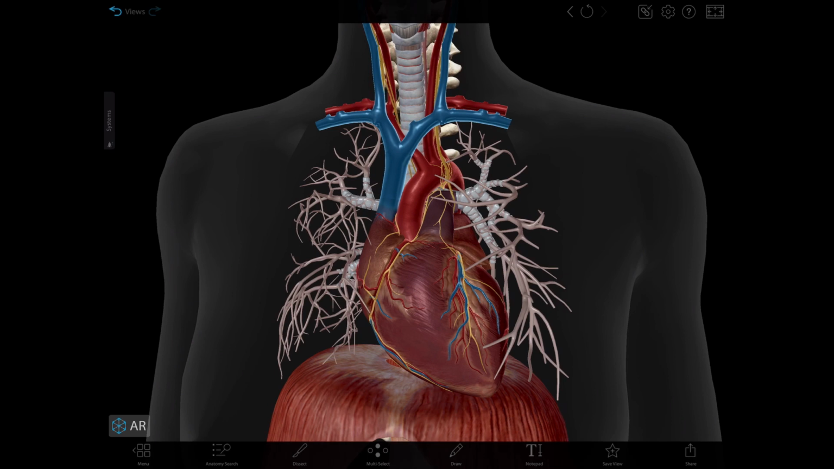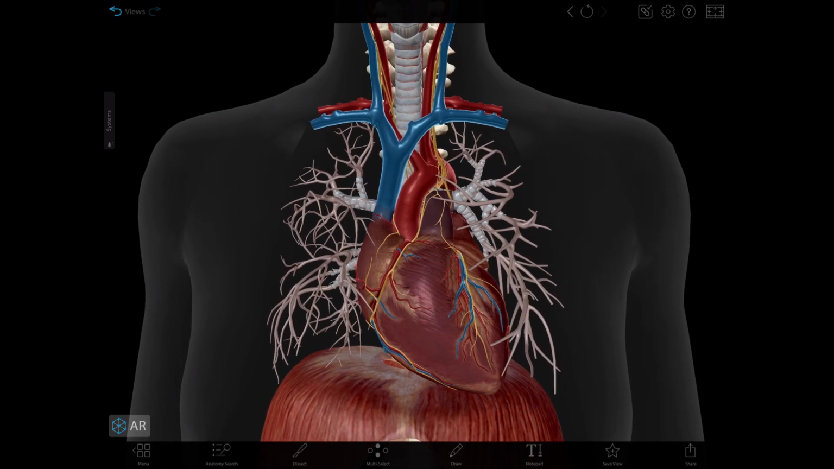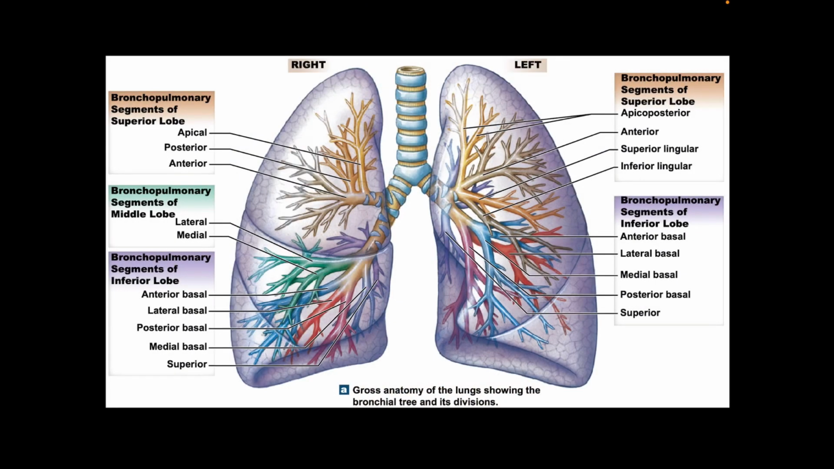And the reason we use this is because a diseased segment can be removed surgically. For example, the smallest area of the lung can be isolated and removed without affecting the adjacent regions. As you can see right here, there are 10 bronchopulmonary segments in each lung, but some of them fuse in the left lung. So we're going to start with the segments of the right lung.